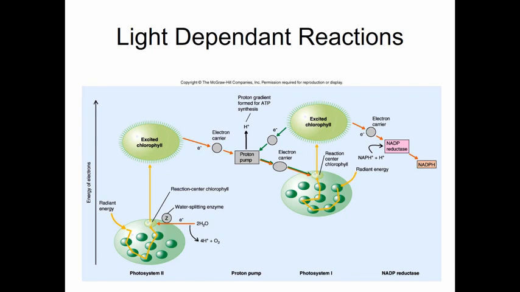The electron goes through a series, in this case, of proton pumps that create a proton gradient. So look at this. The proton pump creates lots of protons on the outside. The protons are actually going to flow back in through an enzyme, and it's going to make ATP in the end. So it says proton gradient formed for ATP synthesis. So after photosystem 2, we're making ATP through that proton pump.